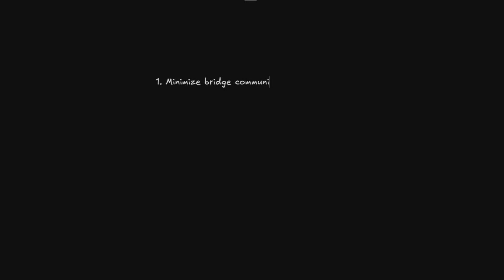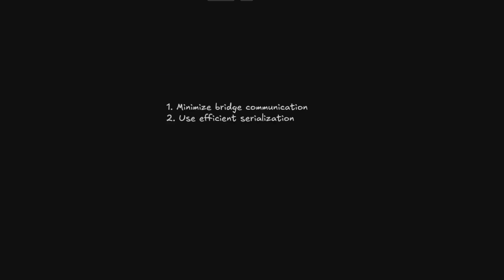So, to summarize, minimize crossing the host-module bridge and use efficient serialization for passing data. This is important for any WebAssembly module written in any language. Go just has a rather inefficient method by default, but as you can see, it can be improved.